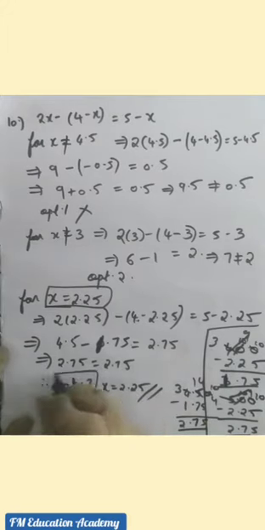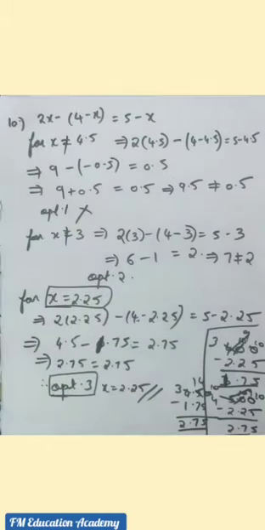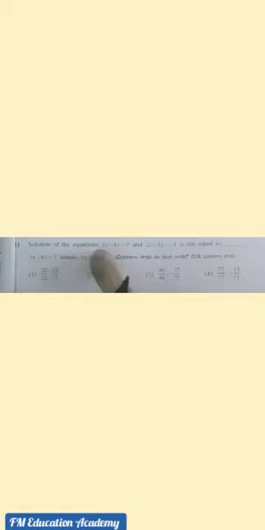So what is the answer here? Option 3 for 10th question. Moving on to 11th question. See the question. Solution of the equations 3x minus 4y is equal to 7 and 2x plus 3y is equal to minus 1 is not equal to.